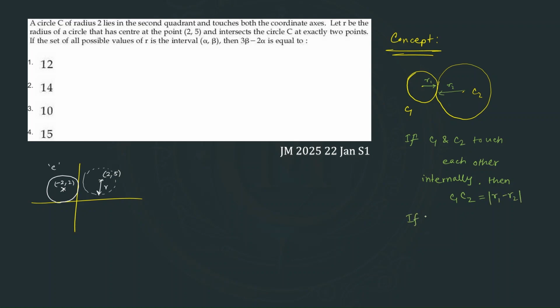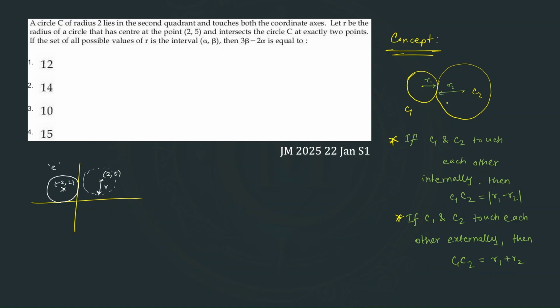And if C1 and C2 touch each other externally, then C1C2 is equal to R1 plus R2. Now what is C1C2? C1C2 is the distance between their centers. So these are the points.